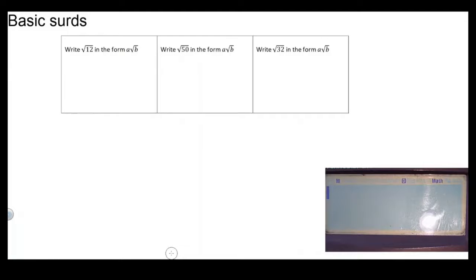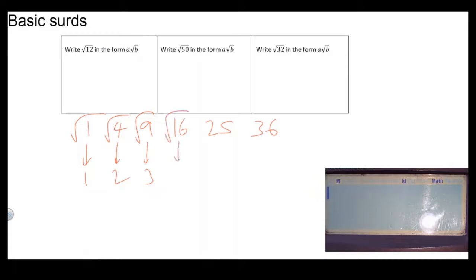Now, before I tackle these type of questions, just want to quickly remind you of square numbers. 1 times 1 is 1, 2 times 2 is 4, 3 times 3 is 9, 16, and so on. These are our square numbers. So if you did square root of 1, you should get 1. Square root of 4 is 2, square root of 9 is 3, and so on. The reason why we get whole numbers here is because these numbers that we've listed are square numbers.